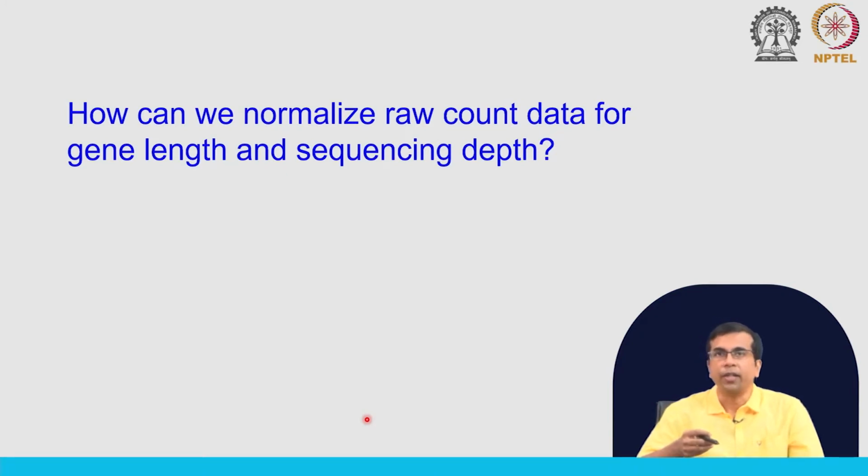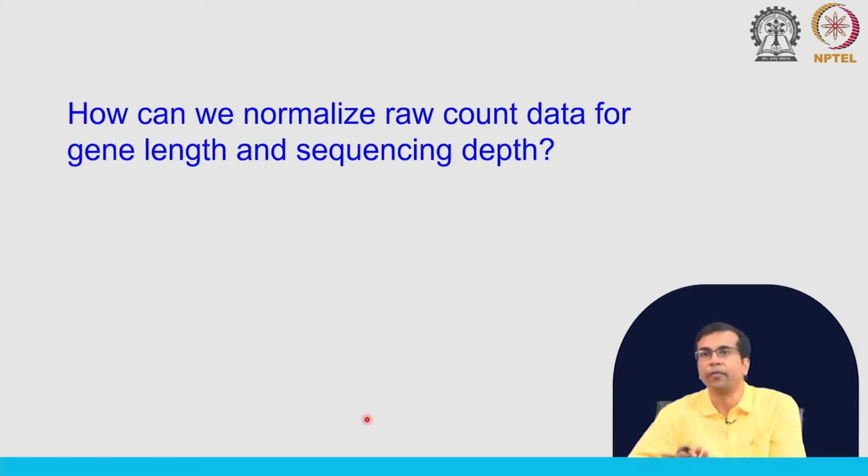So, the first question we will answer is how can we normalize raw count data for gene length and sequencing depth. We introduced gene length bias because genes are of different lengths, and if you have a long gene, it is likely to have more fragments generated in the library, and hence you will get more reads for that gene. This is what we call gene length bias. And then we also have sample specific sequencing depth variation. Each sample will get a different total number of reads, and that can again influence the outcome.